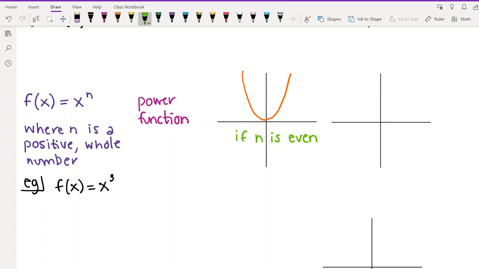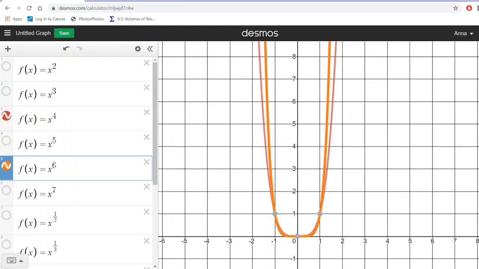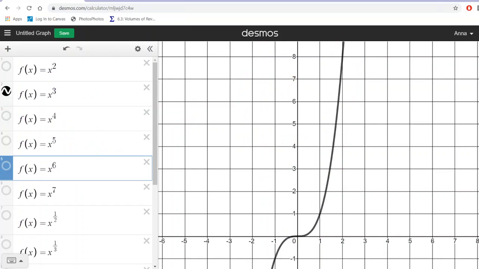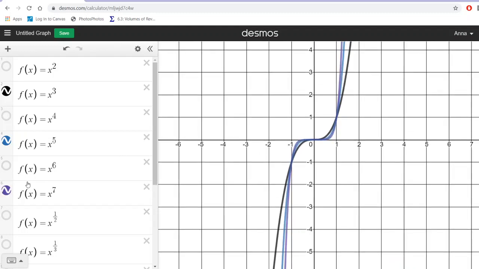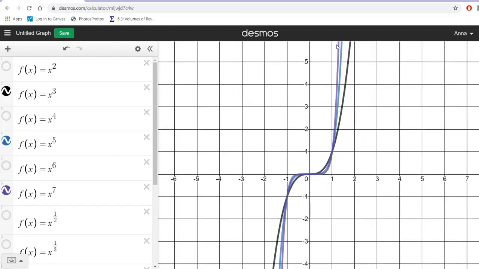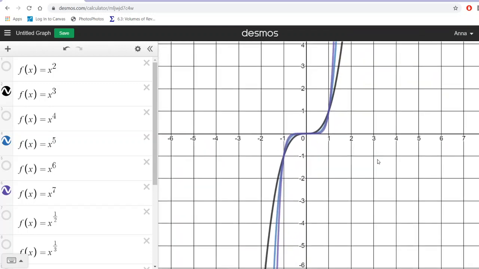Okay, so what about the other ones? The ones where n is odd. So that's cubed. Here's the 5th power, and here's the 7th power. So these all have a different kind of shape, right? They have a shape where they go up on one end and down on the other end.